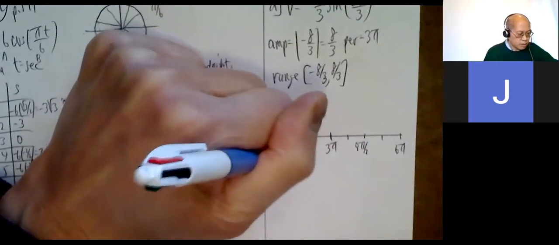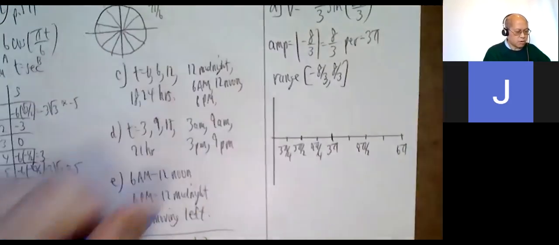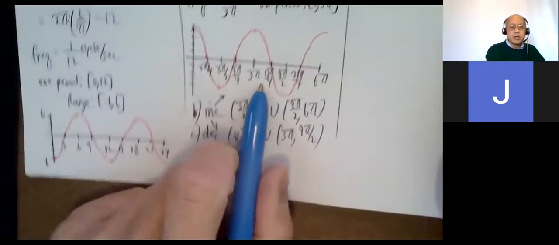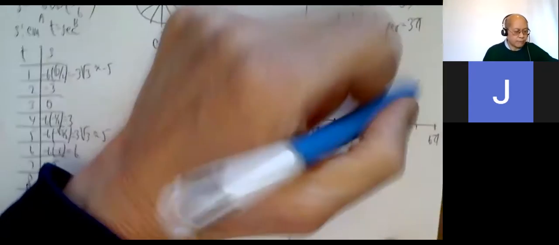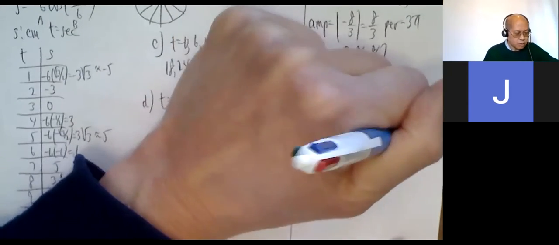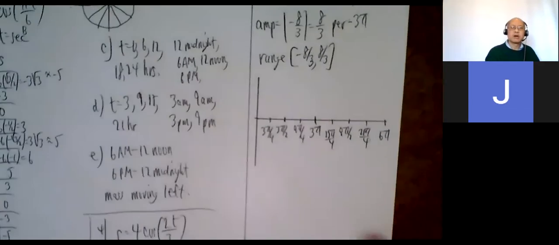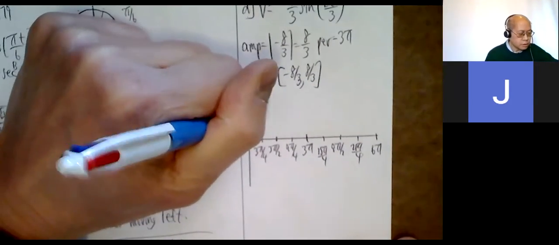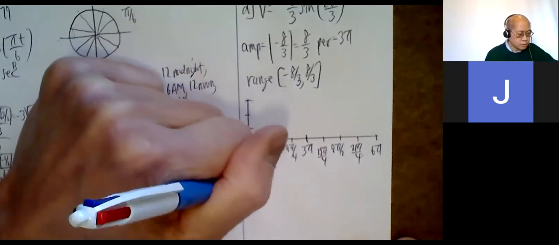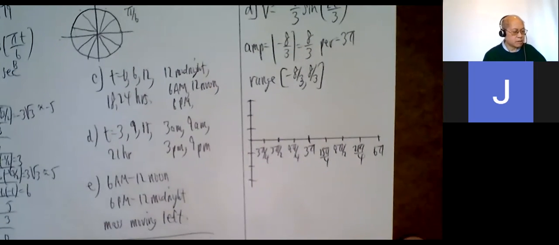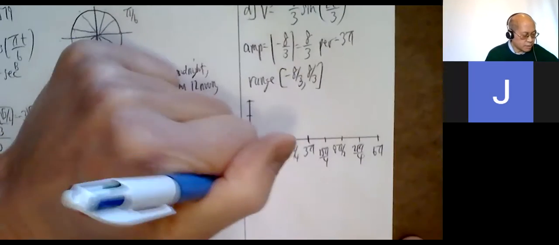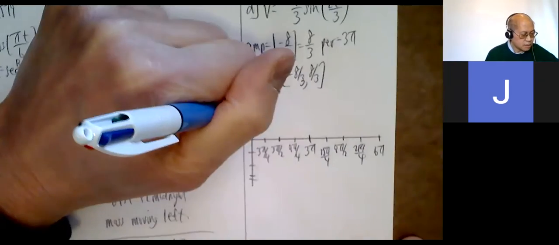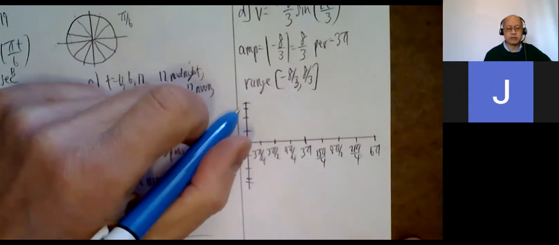Then chop each of these in half. 3π/4, 9π/4, 15π/4, 21π/4. 8/3 is 2 2/3. So 1, 2, 3. And maybe I'll just make a little mark here to indicate. Okay, that's supposed to be 2 2/3 roughly.